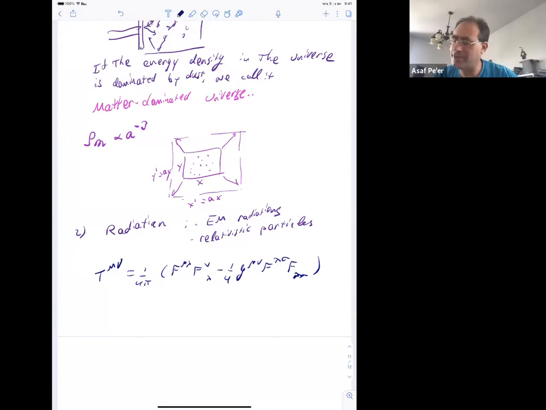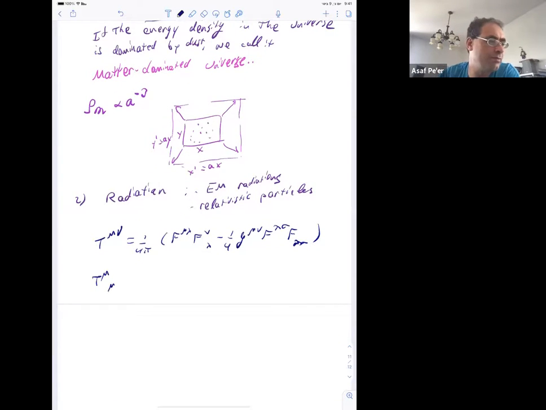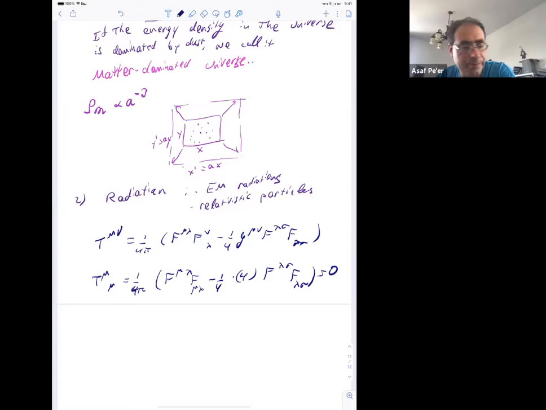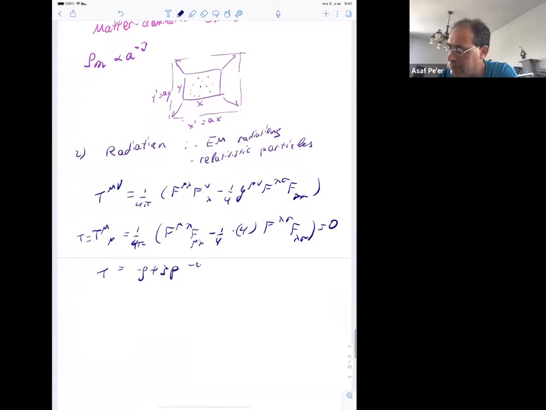And then when we take the trace, T mu mu, right, is just 1 over 4 pi, F mu lambda F mu lambda minus 1/4 times 4, because of the trace of the g, F lambda sigma F lambda sigma. So this is simply 0. Now the trace, you remember, is just minus rho plus 3p of the stress energy tensor. So we ended up, this is equal to 0. That p is equal to rho over 3. That's the equation of state for radiation.